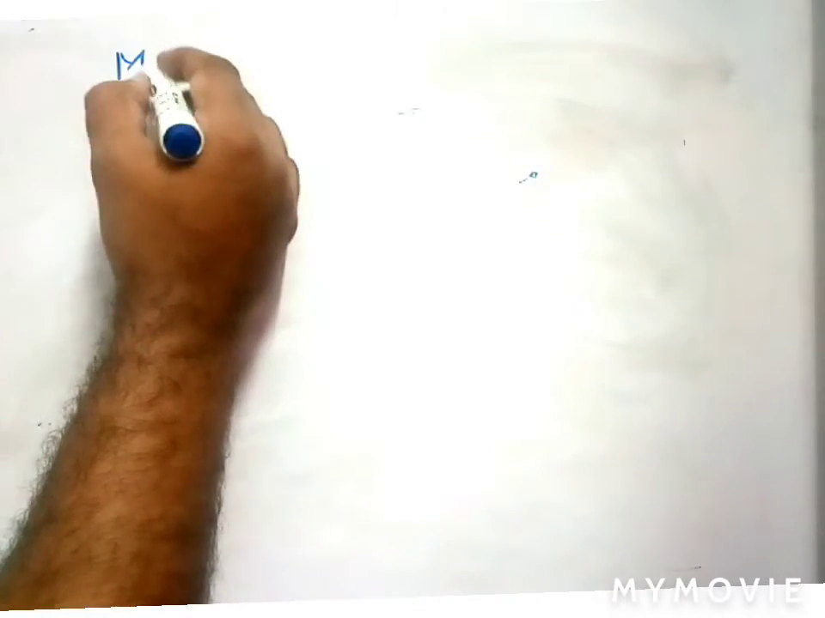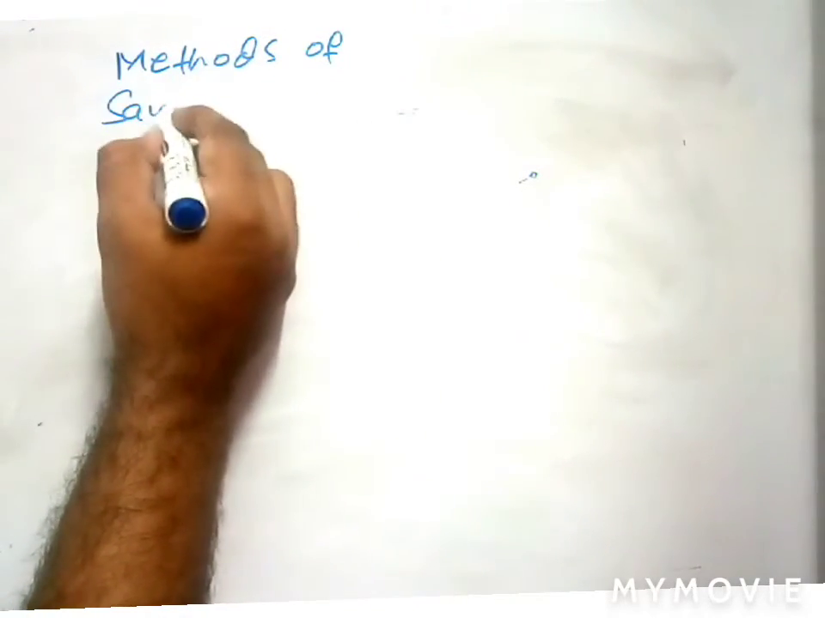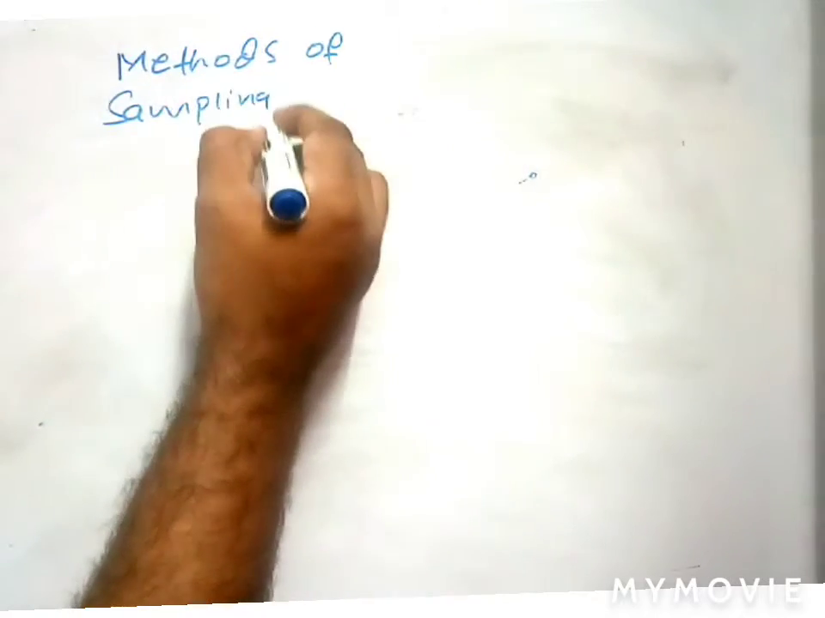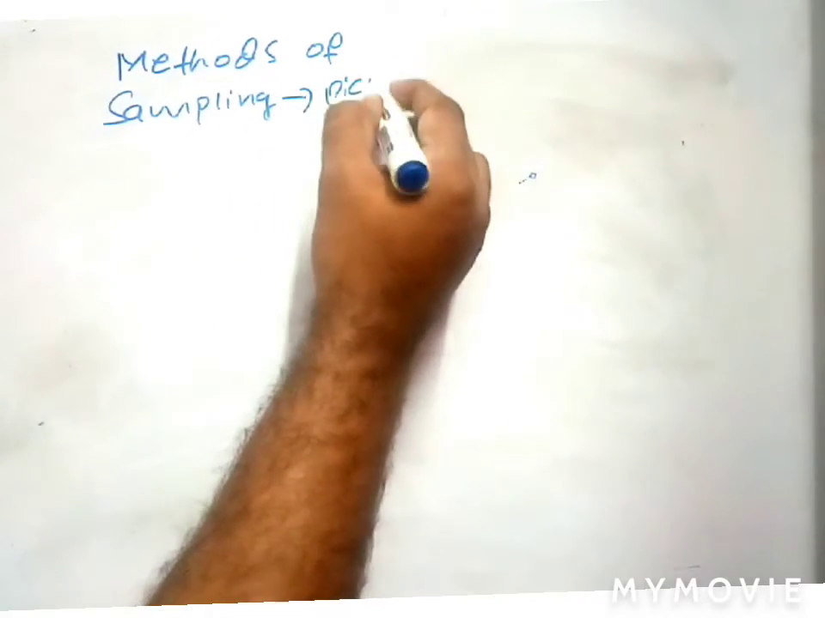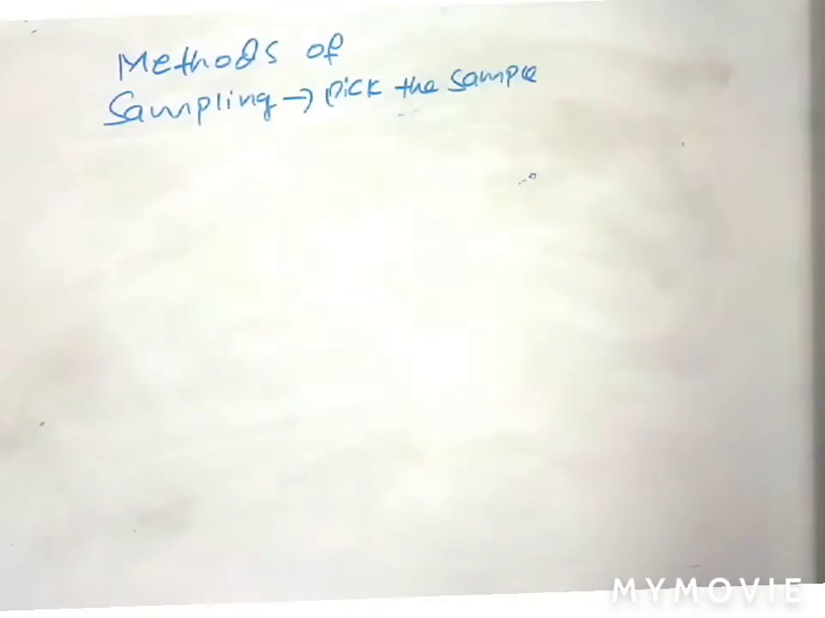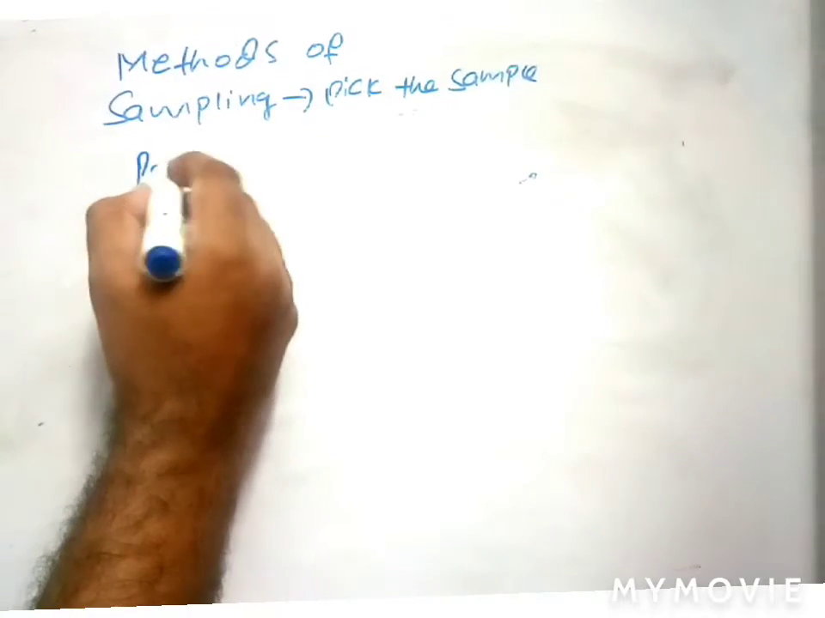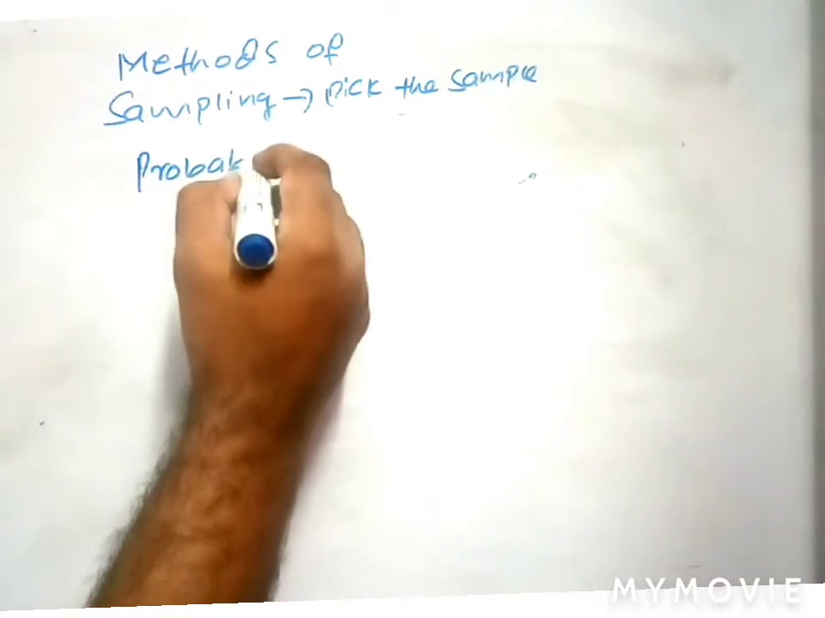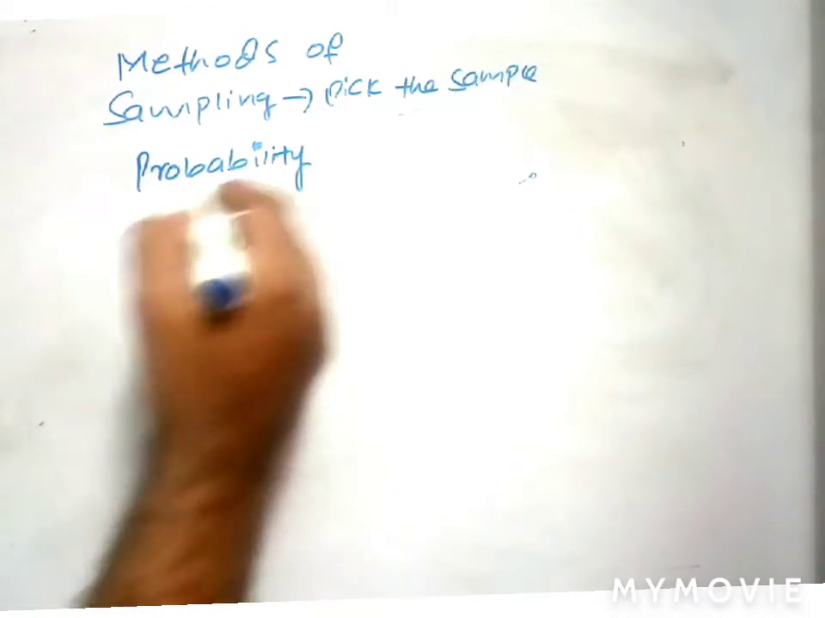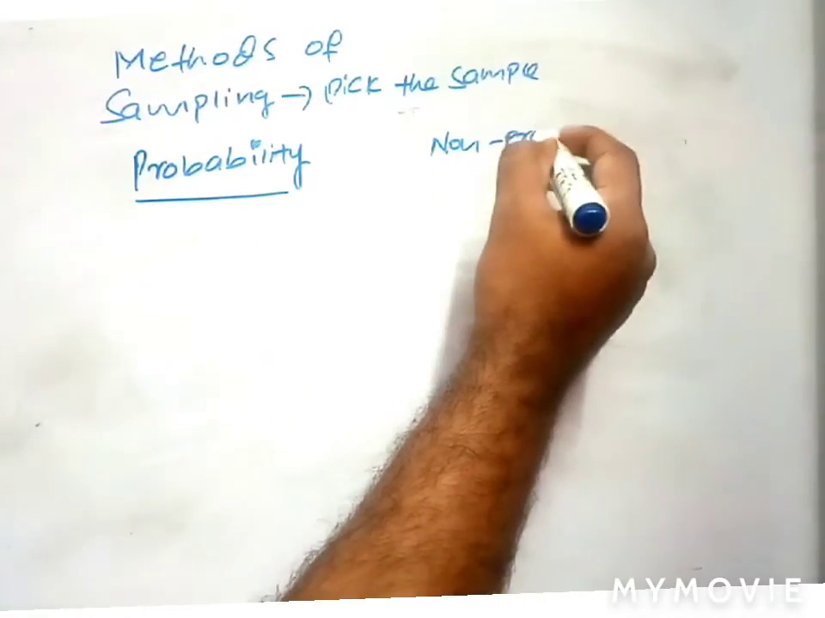Methods of sampling is nothing but the process of how we are going to pick the sample. It is the process of picking the sample. What are the various types of sampling methods? There are different types: probability and non-probability.